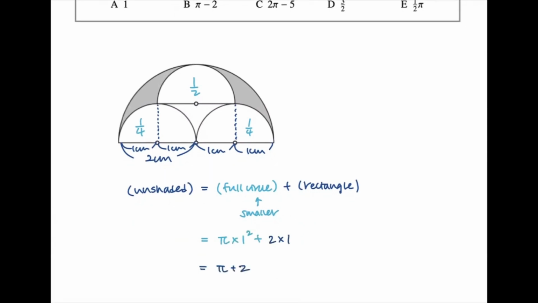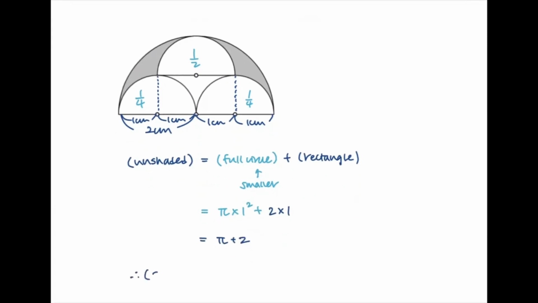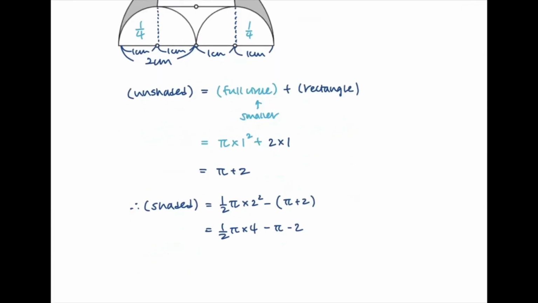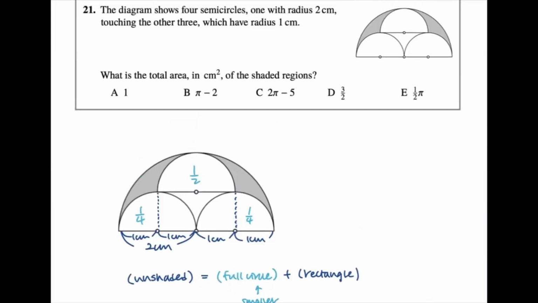Now we have to subtract from the whole semicircle, which has radius 2. Therefore, the shaded area would be the semicircle area, half pi r squared, when r is equal to 2, minus pi plus 2. Therefore, we get half pi times 4 minus pi minus 2. Let's simplify it to pi minus 2. Therefore, it's pi minus 2. And here the answer is B.